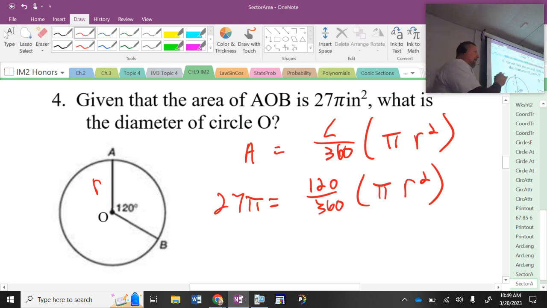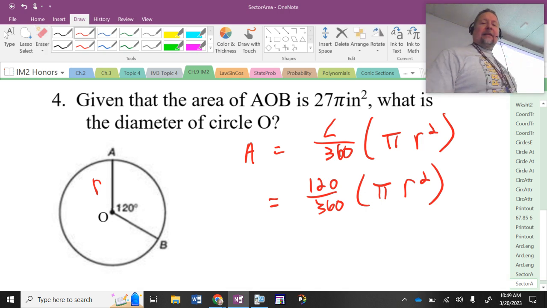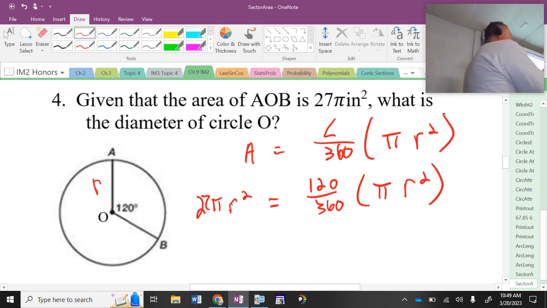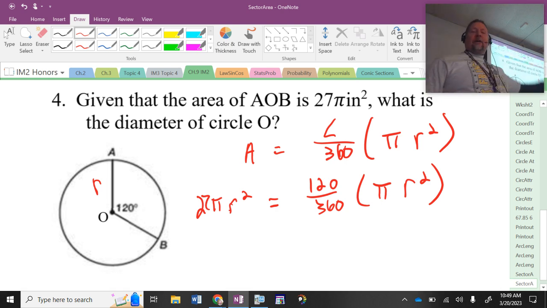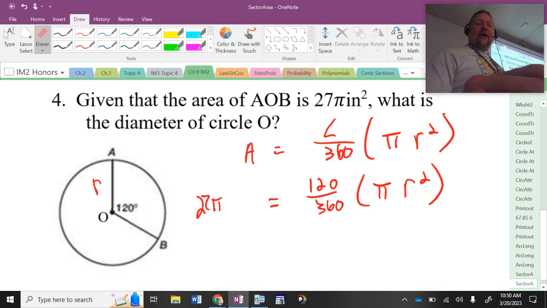We were a little lazy on the units, but this is honors, so let's actually not be lazy. This is 27 pi inches squared. And when I divide inches squared by inches, I end up with inches. A little too much. Actually, I should have put units of inches squared, not r squared. So I already screwed up on that. So never mind anything that I just said there.